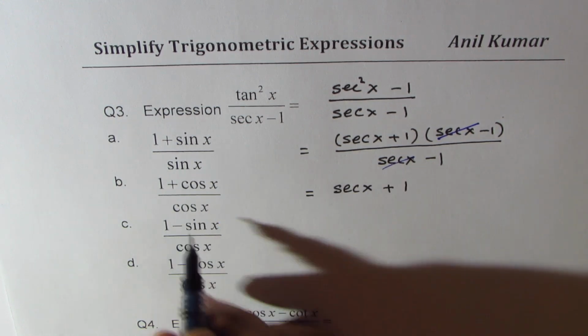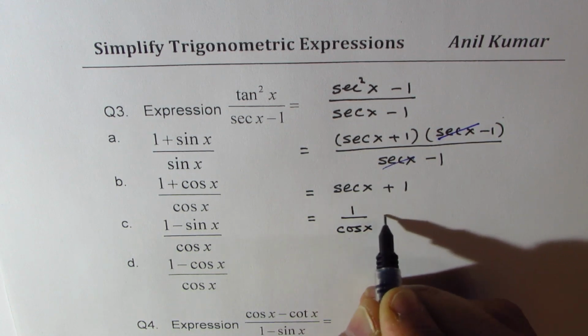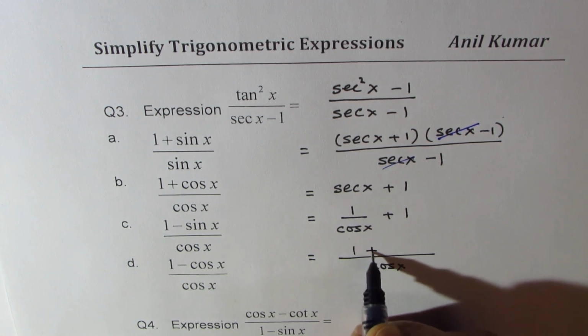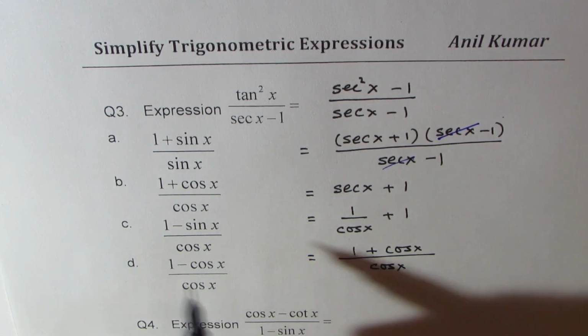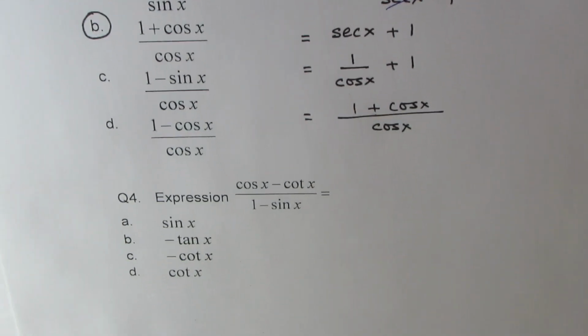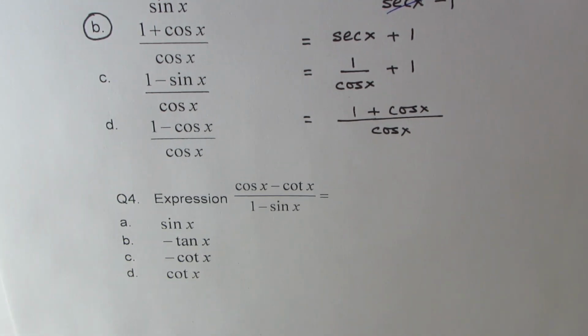We have cos in the denominator, so secant could be written as 1 over cos x, plus 1. Taking cos as a common denominator, I could write this as 1 plus cos x over cos x, which matches perfectly. So that could be your solution, right? In fact, that is your solution. Now here is the last question. I'd like you to take this as your test problem, right? So I'd like you to copy this question, answer, and then look into my suggestions.